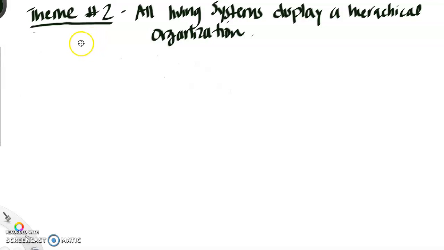Okay, so this video is about the second theme that we're going to talk about in anatomy and physiology. And this is that all living systems display a hierarchical organization. So if we start with us, we are what is called organisms. So our body is an organism.